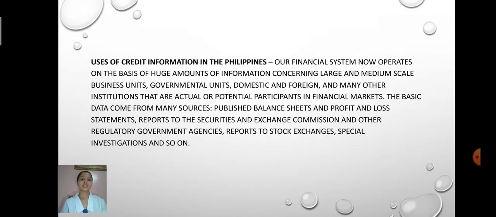Uses of credit information in the Philippines. Our financial system now operates on the basis of huge amounts of information concerning large and medium scale business units, governmental units, domestic and foreign, and many other institutions that are actually or potentially participants in financial markets. The basic data come from many sources: published balance sheets and profit and loss statements, reports to the Securities and Exchange Commission and other regulatory government agencies, reports to stock exchanges, special investigations, and so on.